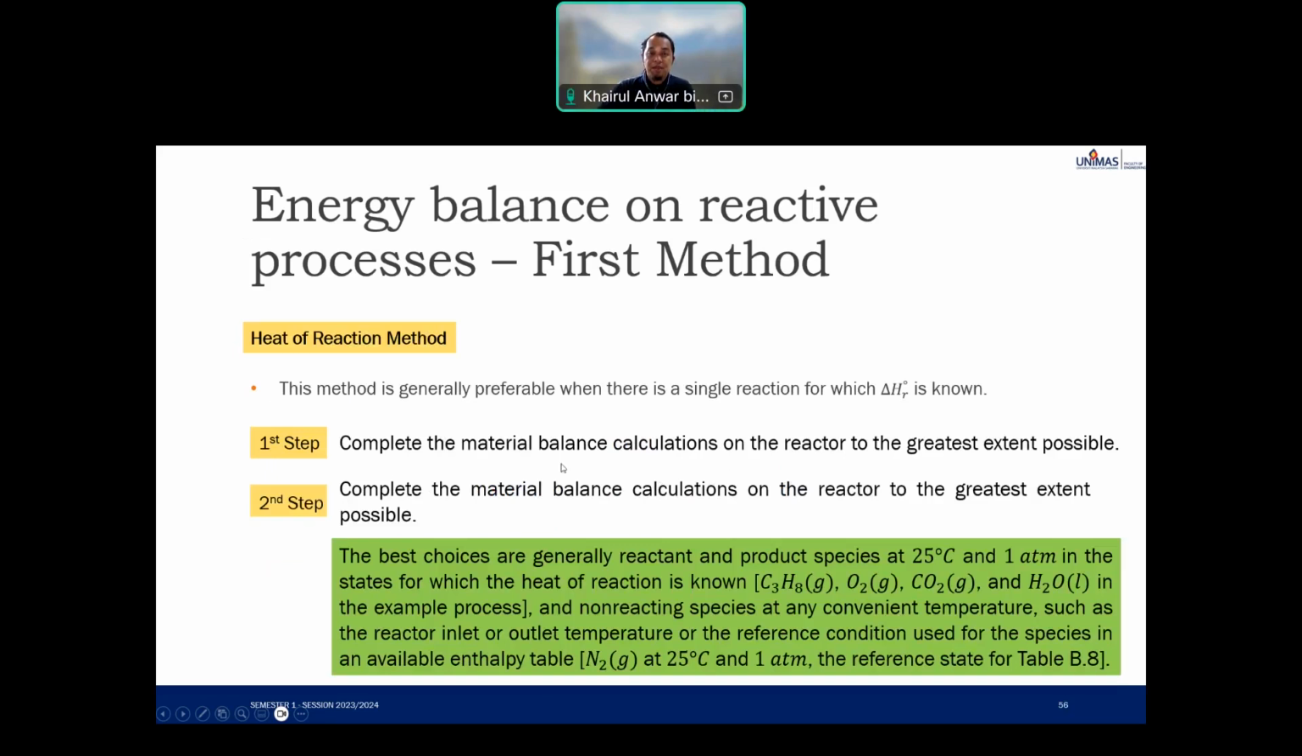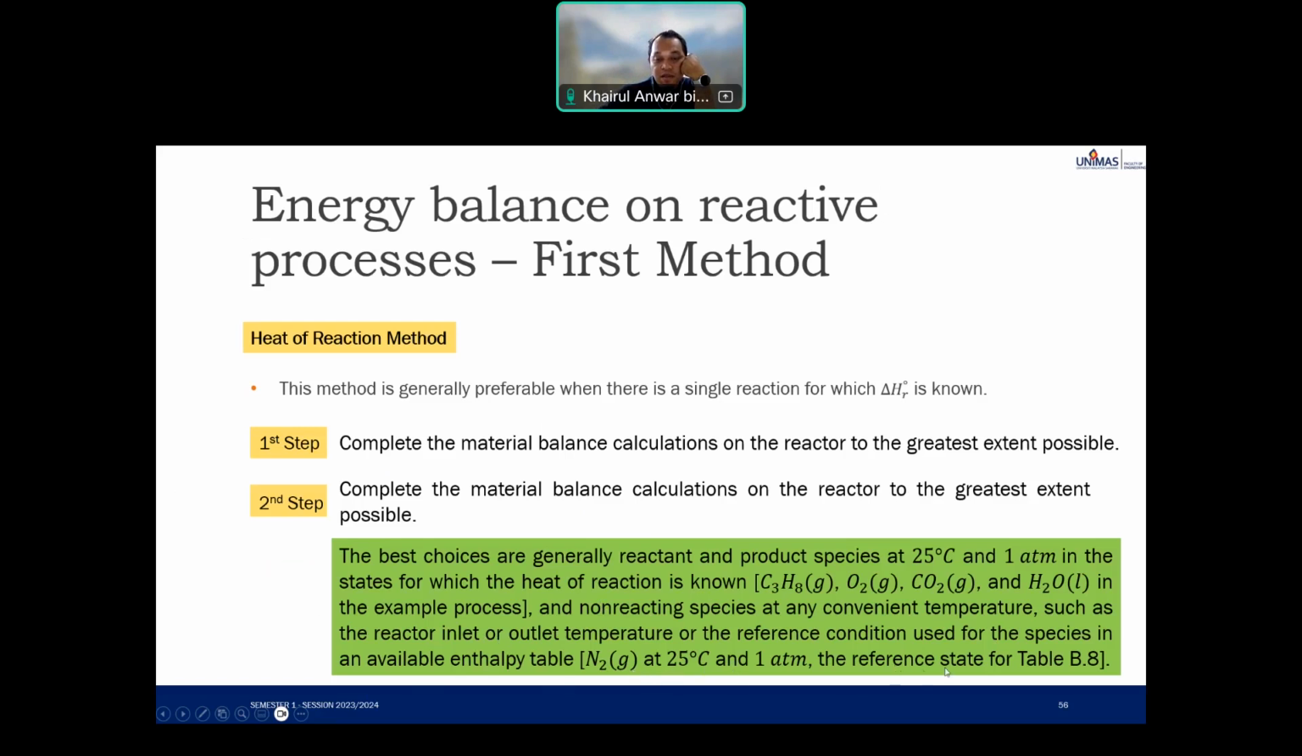First step, do the material balance. Next is to choose the reference state for the system. The best choice is generally reactants and products at 25 degrees C and in the state for which the heat of reaction is known. In the example process, for non-reactive systems any convenient temperature is used, such as the inlet or outlet temperature or the reference temperature used for the species in the available enthalpy table.